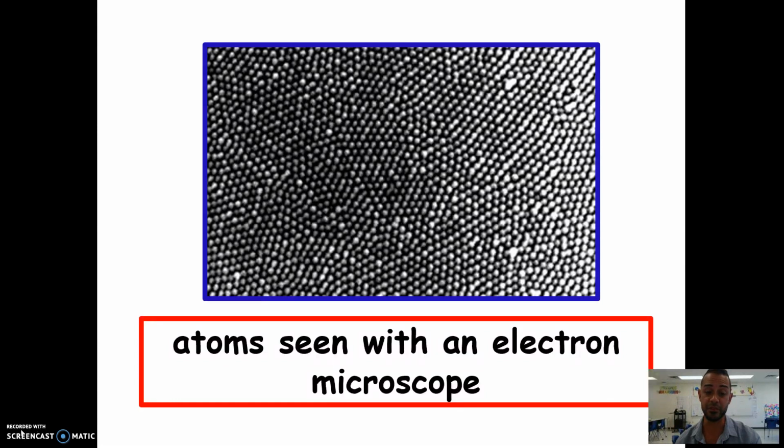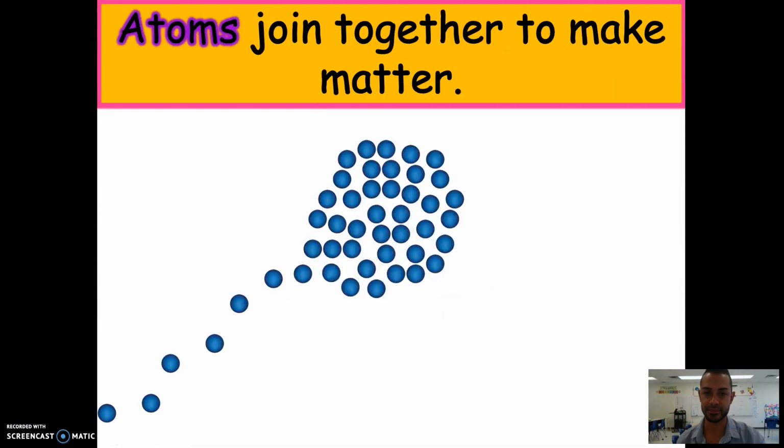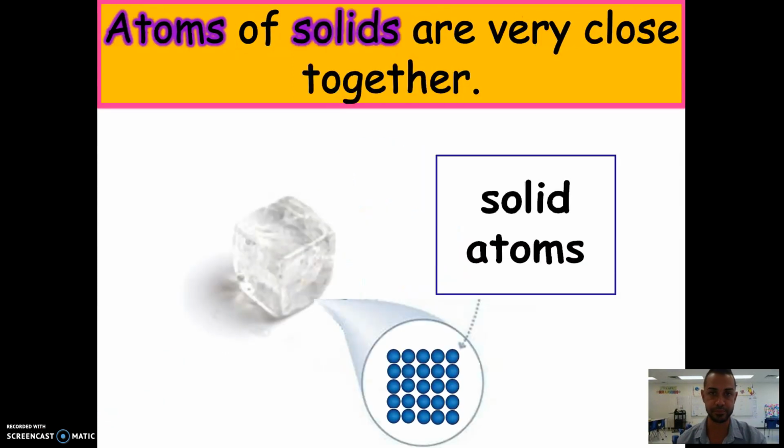Remember, if you take your pencil and make a very, very tiny dot on a paper, the atoms are so much smaller than that dot that you made on your paper. So how do atoms make matter? They have to join together to make matter. Just one tiny atom cannot do anything because they are extremely tiny. So they have to join together in order to create matter.